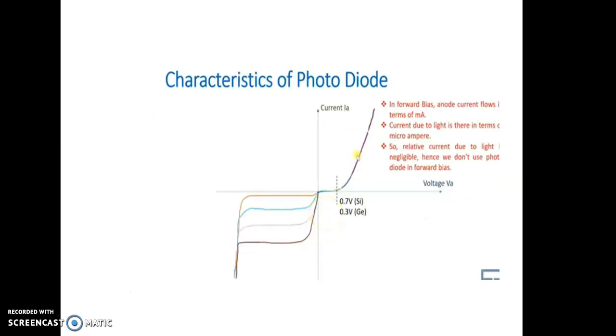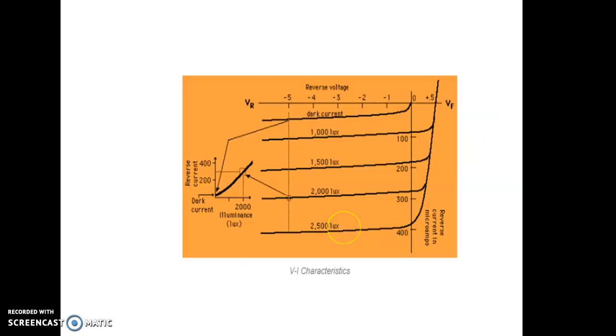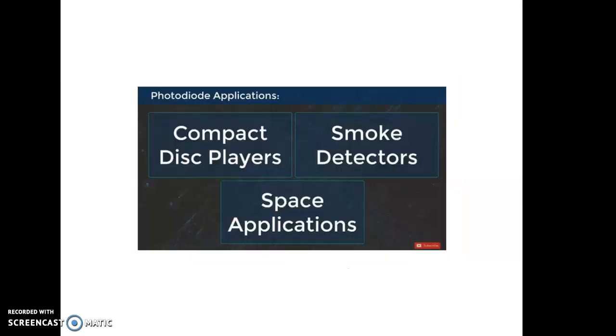In forward bias, anode current flows in milliamps, and the current due to light is in microamps, and relative current due to light is negligible, and we don't use the photodiode in forward bias. This is very, very important. This is the reverse bias condition and the characteristics in reverse bias.